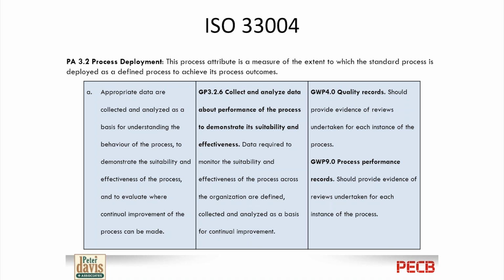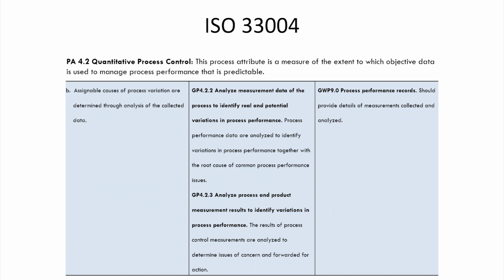You see the next generic work product is process performance records. So in order for this to work, we need quality records and we need process performance records. And if we could say yes, and we have that generic practice, then we can say we meet the requirements of process deployment. So this was our measure. The next one we have is our analyze. It starts out with analyze measurement data of the process to identify real and potential variations in process performance. And 4.23 is analyze process and product measurement results to identify variations in process performance. So again, we have our process performance records.